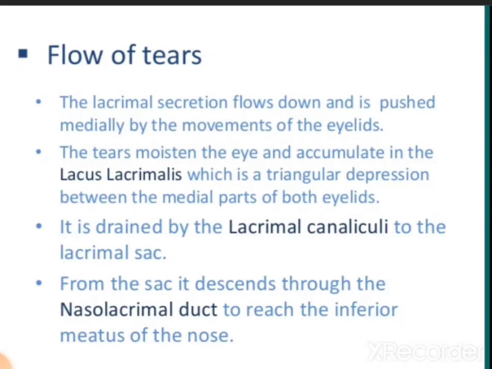Then the flow of tears. The lacrimal secretion flows down and is pushed medially by the movements of the eyelids. The tears moisten the eye and accumulate in the lacus lacrimalis, which is a triangular depression between the medial parts of both the eyelids. It is drained by the lacrimal canaliculi to the lacrimal sac. From the sac, it descends through the nasolacrimal duct to reach the inferior meatus of the nose.